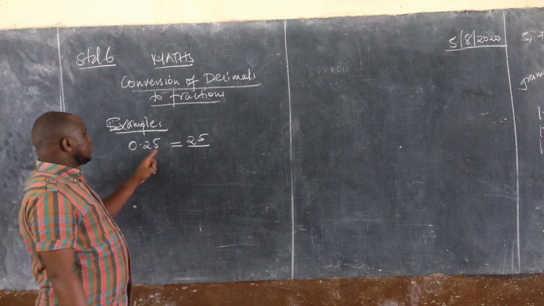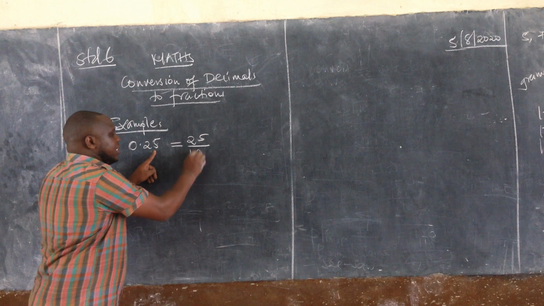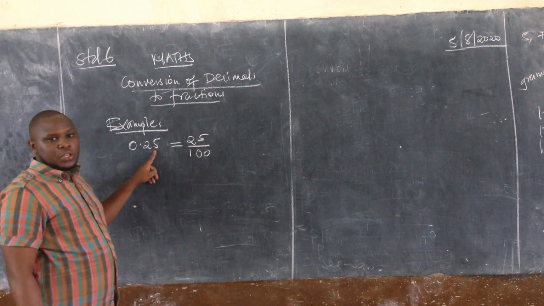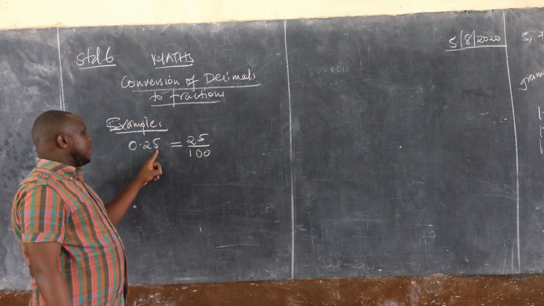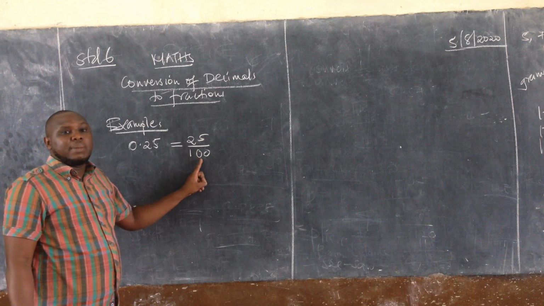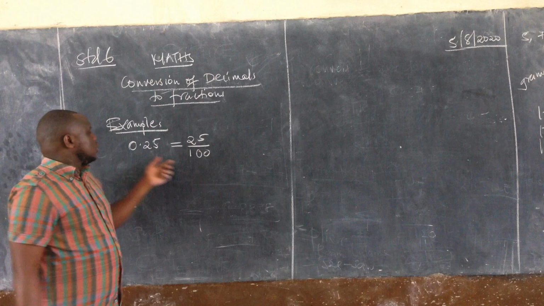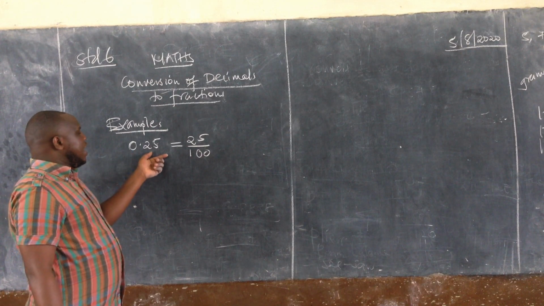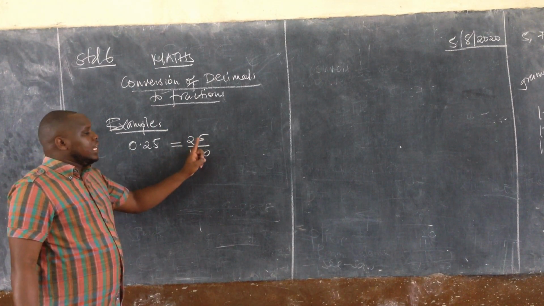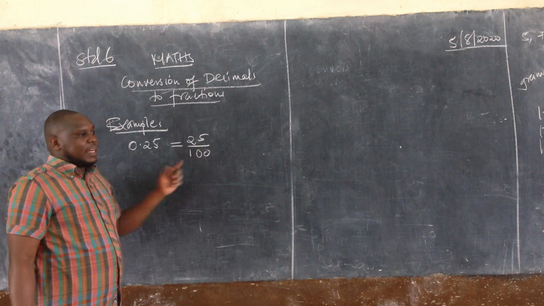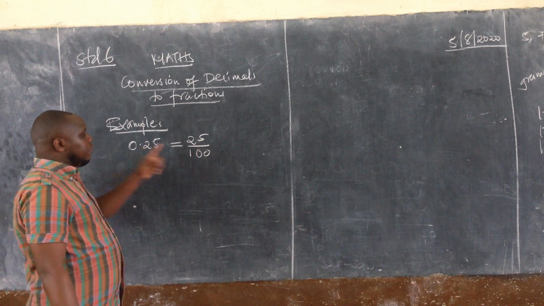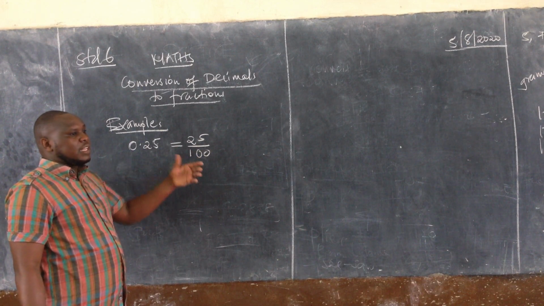And so, these two digits will tell you how many zeros you are going to divide with. So if there are two decimal places, you are going to divide with the number that has two zeros, and that number is exactly 100. So 0.25 as a fraction is simply 25 over 100. But in this case, Lana, you're not just supposed to leave it like that.